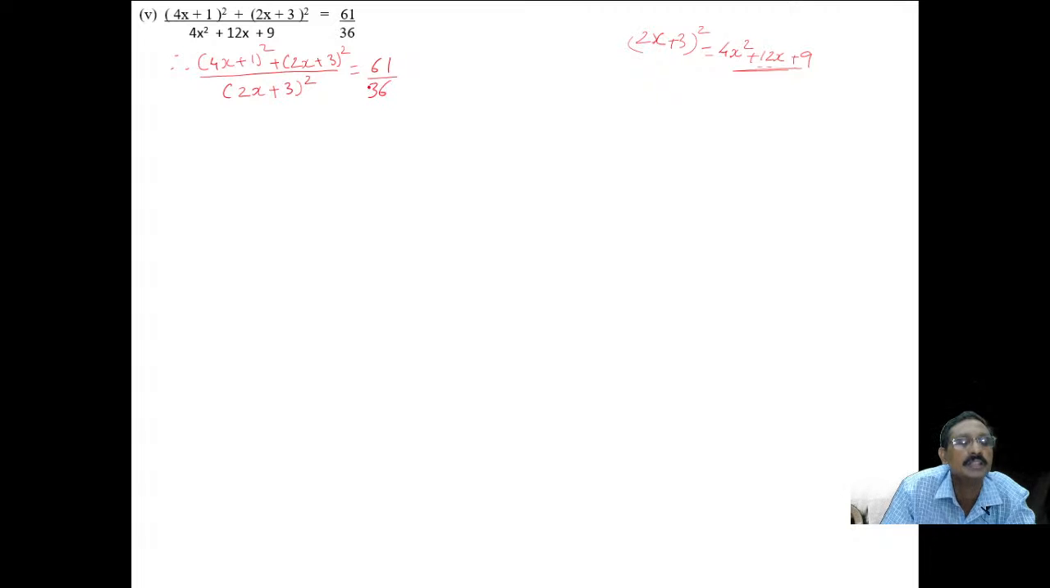And why are we doing this? (a plus b) the whole square, we are taking the factor of the expression which is given to us, 4x squared plus 12x plus 9. Because if you see here, we have got 2x plus 3. Okay, so let's. Therefore, (4x plus 1) squared plus (2x plus 3) squared upon what value we got? (2x plus 3) the whole square, which is equal to 61 upon 36.